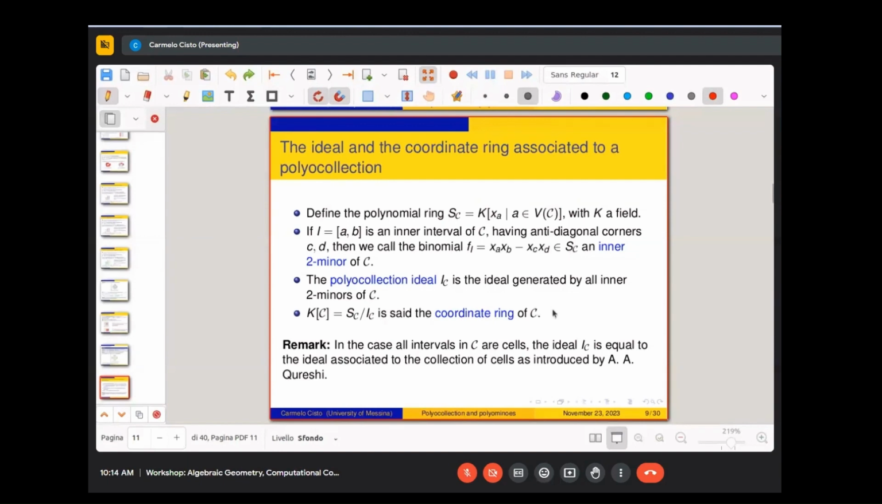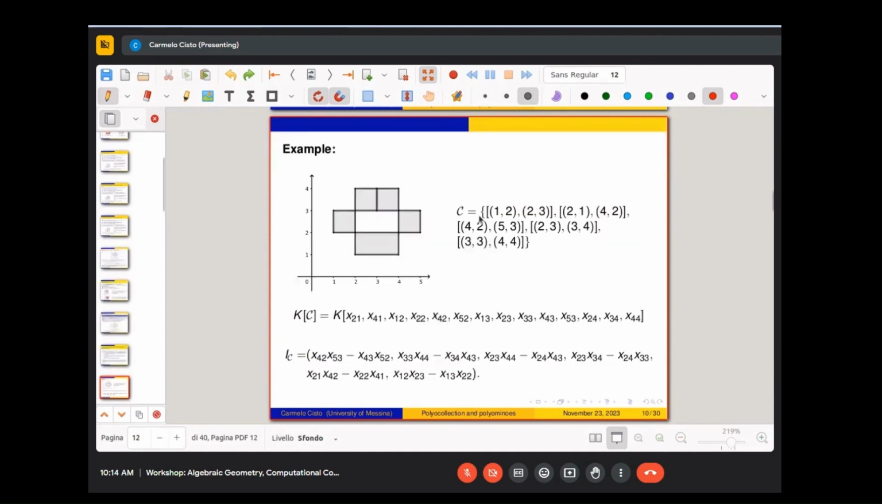polyomino collection. We can remark that if in our polyomino collection every interval is a cell, the construction is exactly the same as that provided by Qureshi. So this is actually a real generalization of the construction provided by Qureshi. I want to provide here also another example. This is an example of polyomino collection. We can see that not all elements in the collection are cells, because this one, for instance, is not a cell.